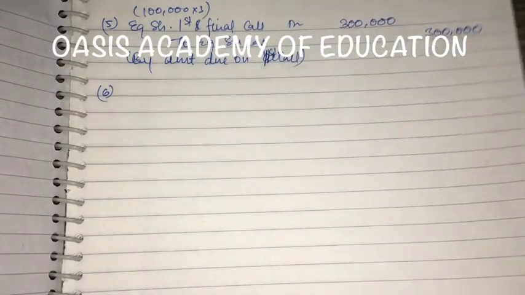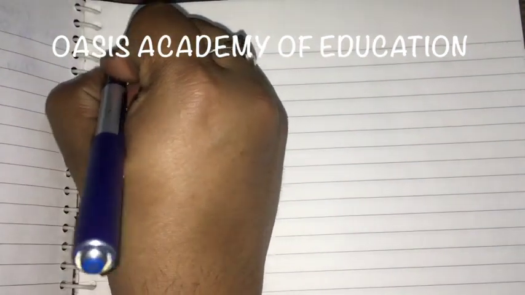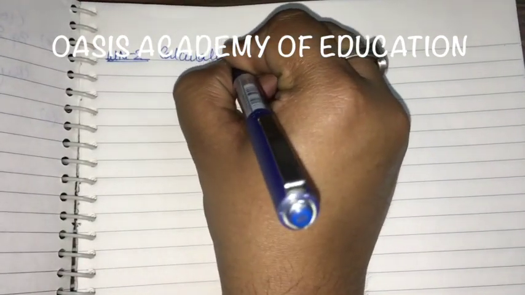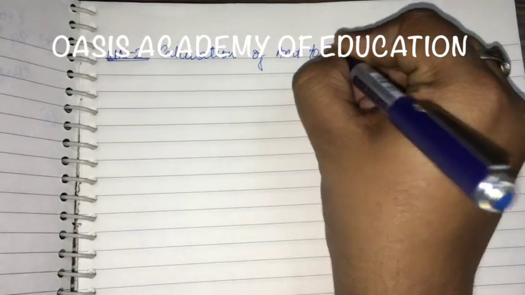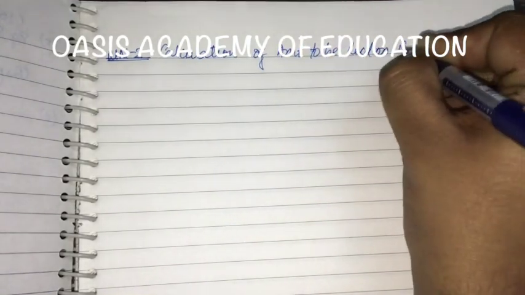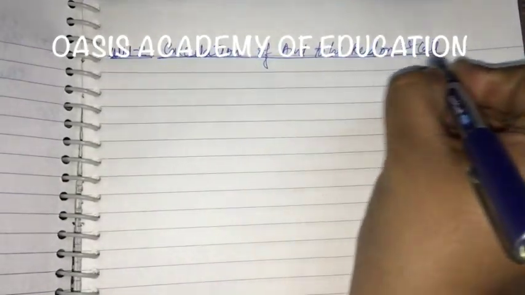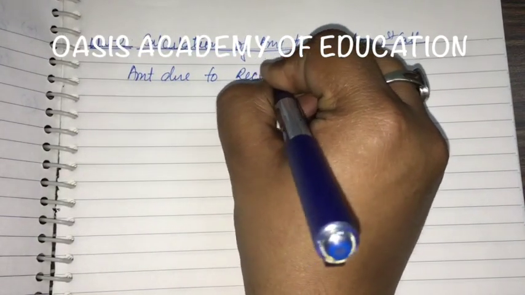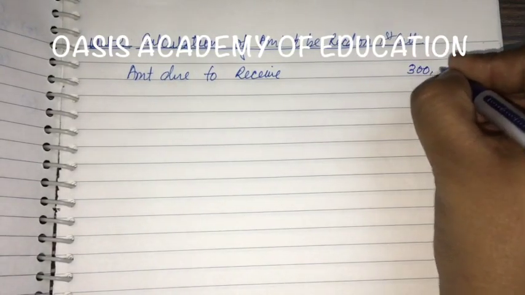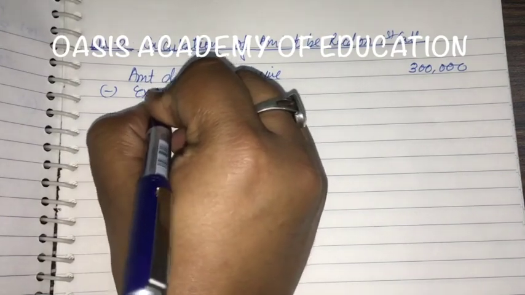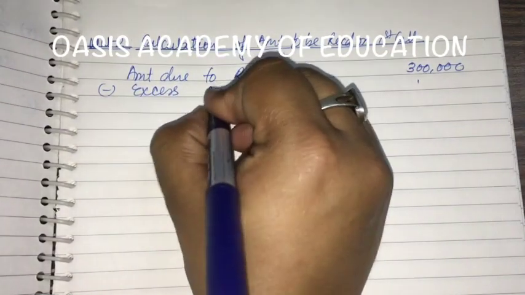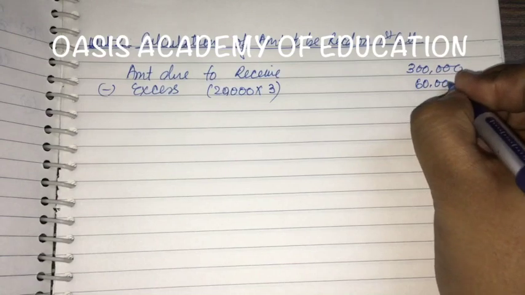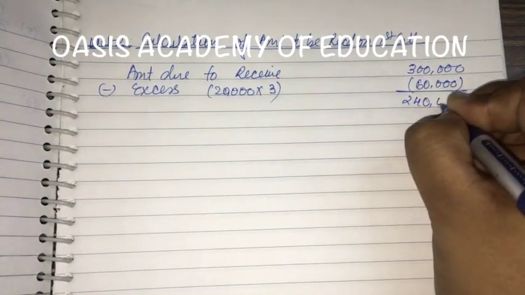The next thing that we are supposed to do is pass on the journal entry for bank account, right. For that again we need to make a working note. So we'll make out a working note number 2, that is calculation of amount to be received on first call. Amount due to receive is 3 lakh rupees minus the excess that we have already received is 20,000 into 3, that is 60,000. That gives me a total of 2,40,000.